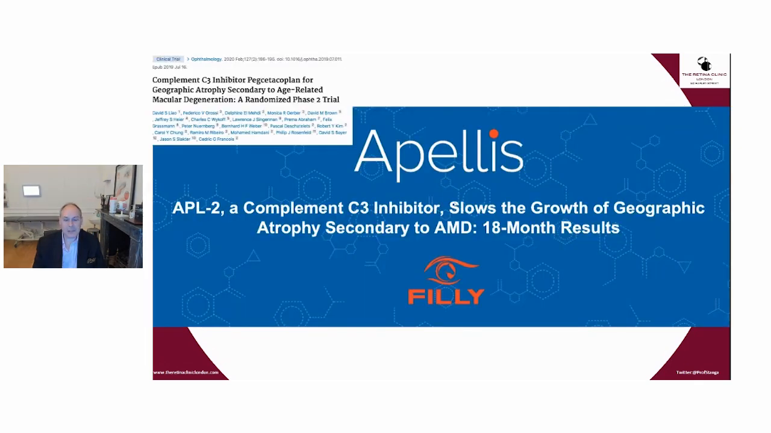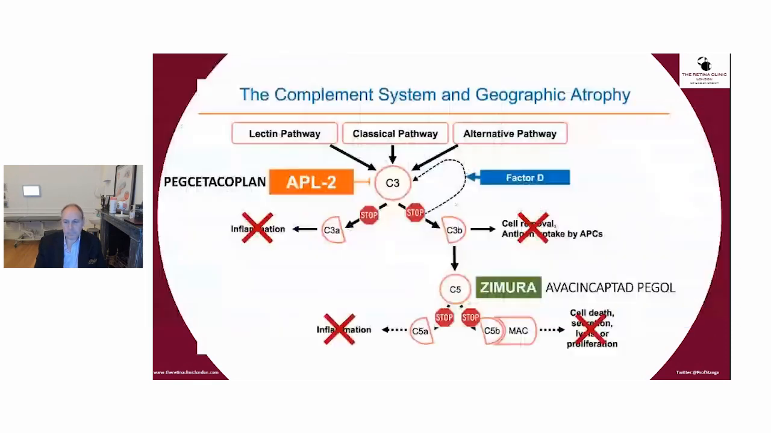Let me show you the results from the first Apellis study, or FILLY. Now, this is the cascade of the complement system in geographic atrophy, and you can tackle the cascade at different levels. I'll talk to you about a couple of drugs that are being investigated: pegcetacoplan with Apellis and Zimura.